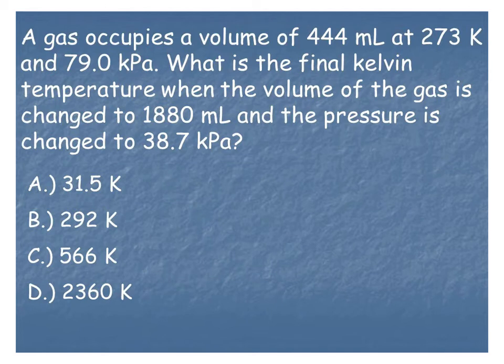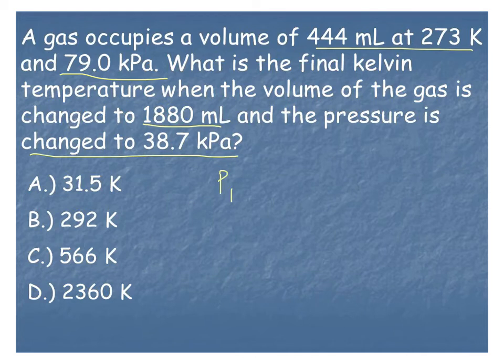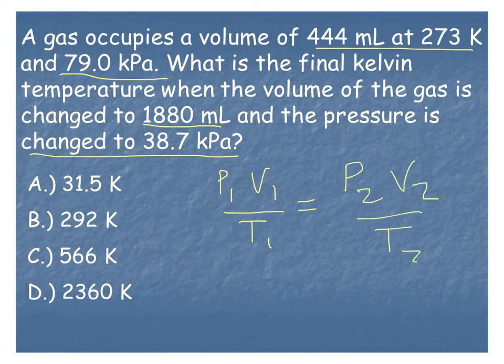And again, here's our last one here. A gas occupies a volume of 444 milliliters at 273 K and 79 kilopascals. What is the final temperature when the volume of the gas is changed to 1800 milliliters and the pressure is changed to 38 kilopascals? So you can do all the math. Let's just do P1 V1, just put all the variables in, so we know P1 V1 over T1 equals P2 V2 over T2, right?